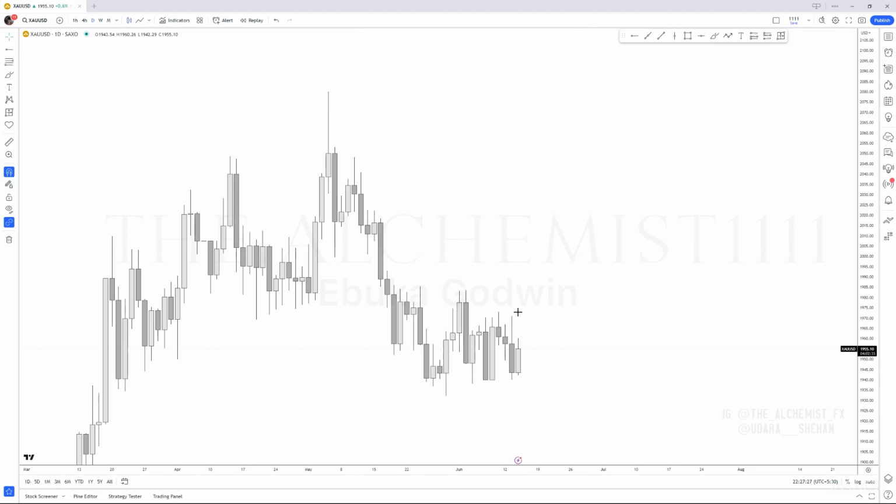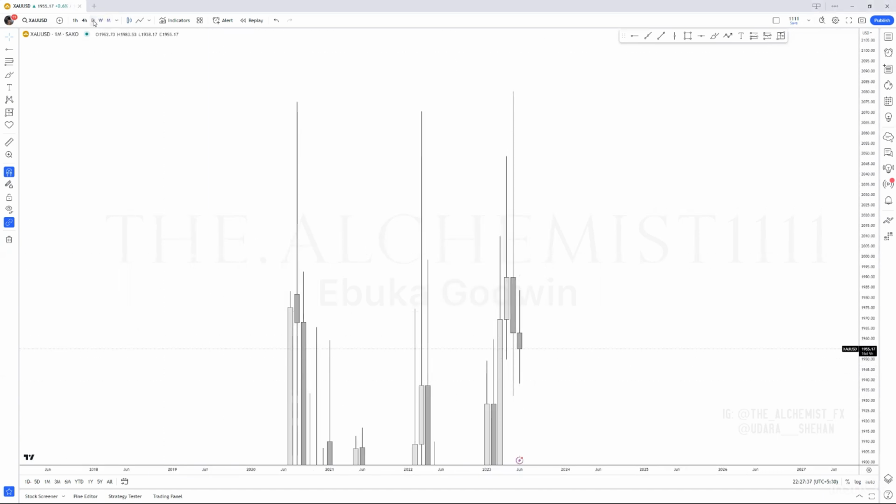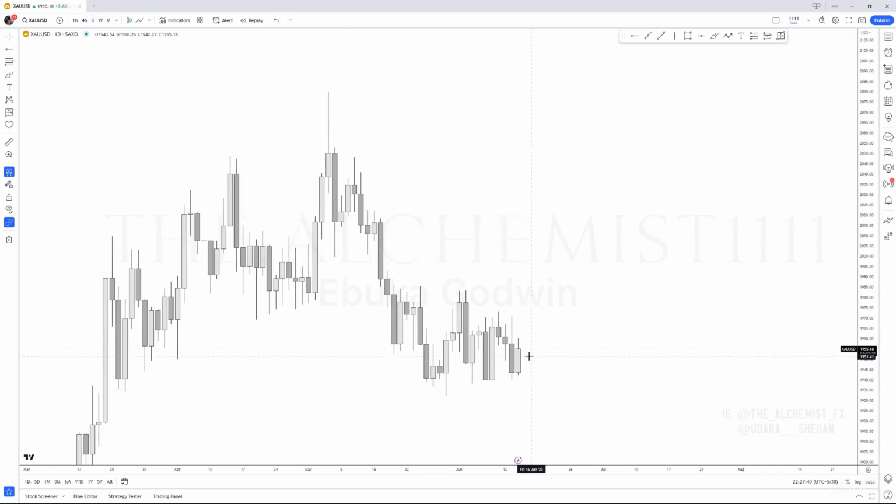But after that, of course, you'll see it very clearly. Make it a rule to check the weekly time frame at the start of every new week, the monthly time frame at the start of every month, and the daily time frame at the start of every day. Make it a habit so that way you will not get lost.